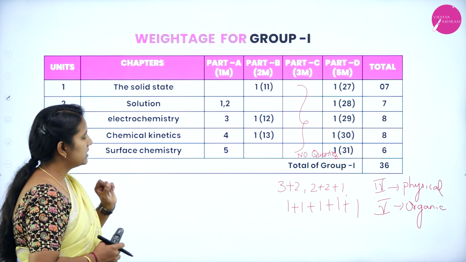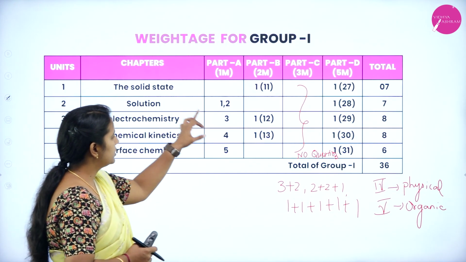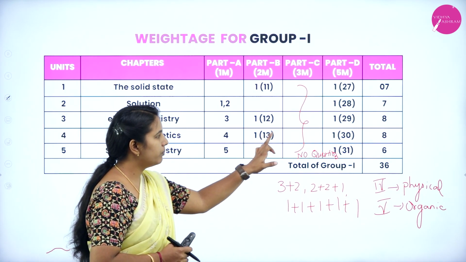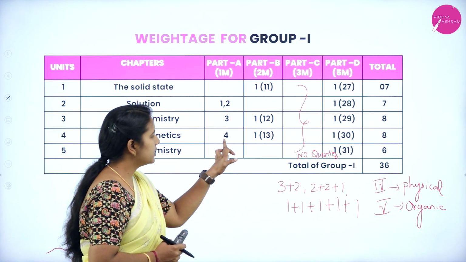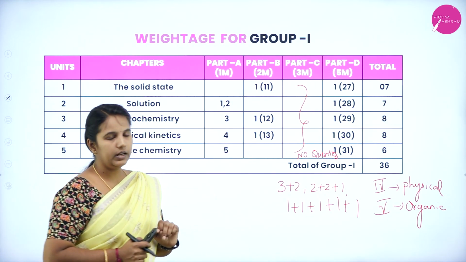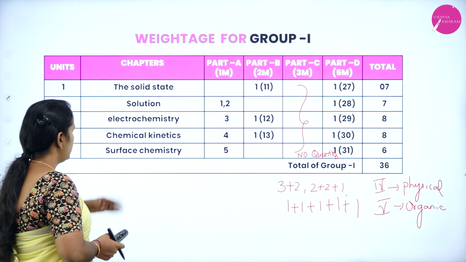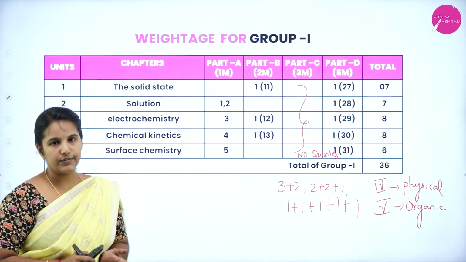Okay, so that is in unit 4, which has a 1 mark question, a 2 mark question, and a 5 mark question. In total it is 8 marks, and the question numbers are 4, question number 30, and question number 30. Coming into the 5th unit, surface chemistry.